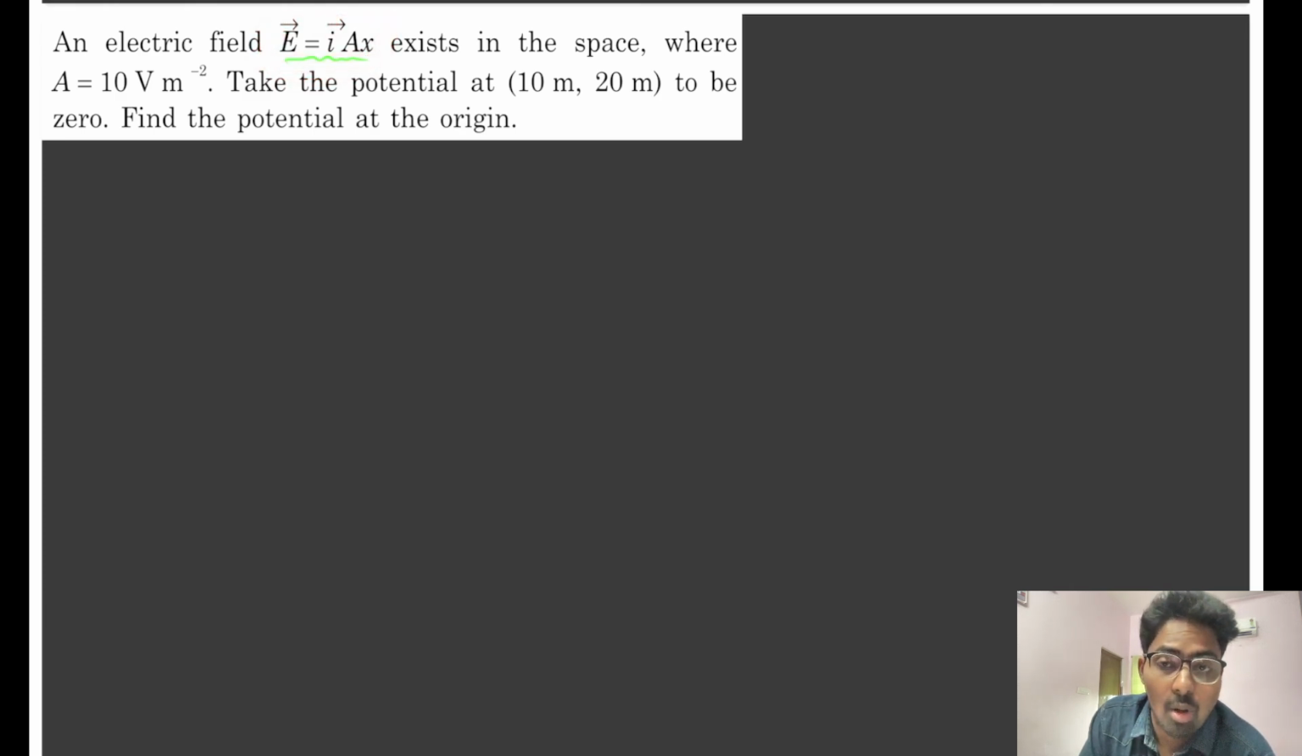Sir, how are you telling it's a non-uniform electric field? Obviously because this electric field is changing its magnitude with respect to what? With the distance, right? Along with this distance x, the electric field strength is changing. So when the strength is changing, then we won't call it a uniform electric field.